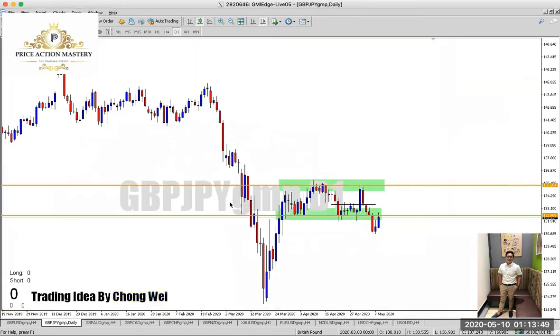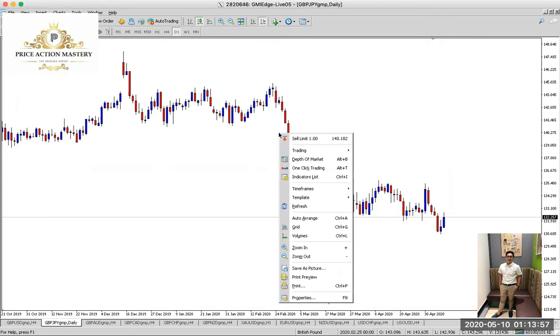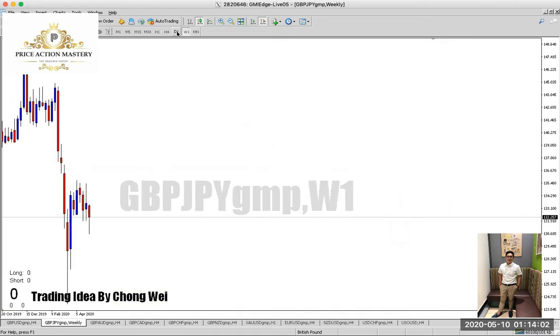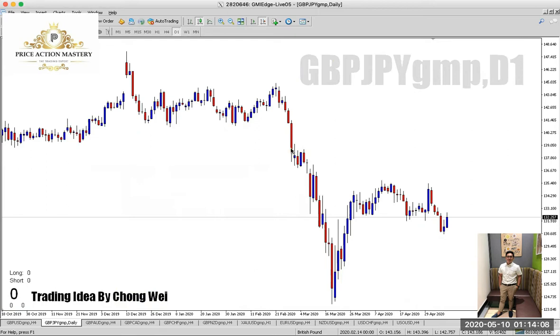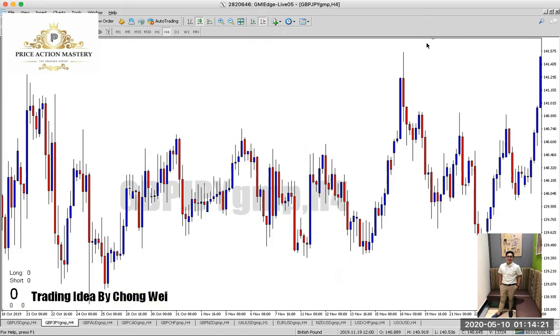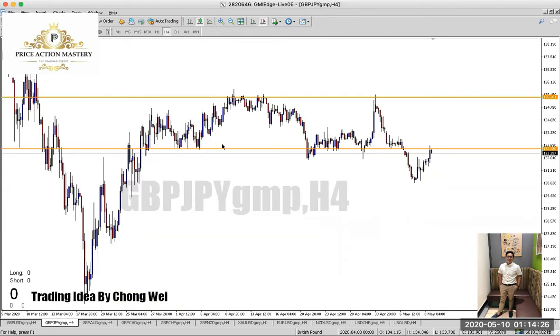So we go to GBP JPY. In day one, what is happening? Due to the force of yen, because yen is strengthening, it pushed GBP JPY to drop. So basically the market has now changed back to a downtrend.